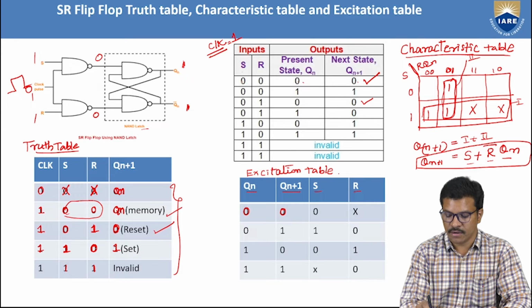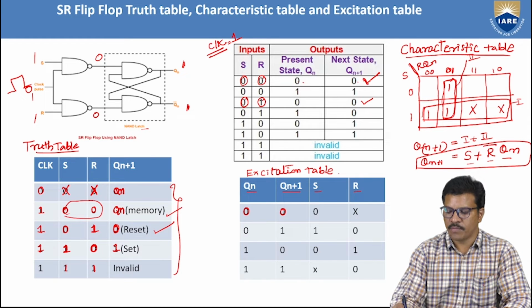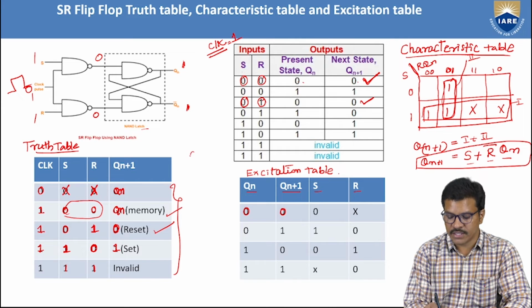If you see here, S is 0, 0, R is 0 and 1. So in order to achieve present state 0, next state 0, S should be maintained at 0 and R will shift from 0 to 1. So these two combinations can be represented by S is 0, R 0, and S is 0, R 1. You will get the same output: present state 0, next state 0.